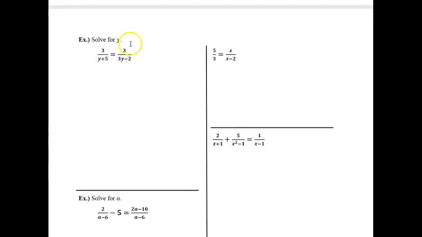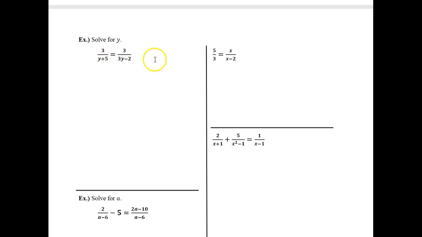Let's look at another equation. Here we have 3 over y plus 5 equals 3 divided by 3y minus 2. You should always start by factoring if there's anything to factor. I do not see any GCF. This is two terms. It's not a difference of squares or sum or difference of cubes. Not factorable. Same thing here.